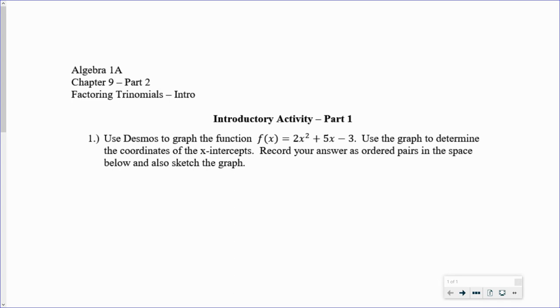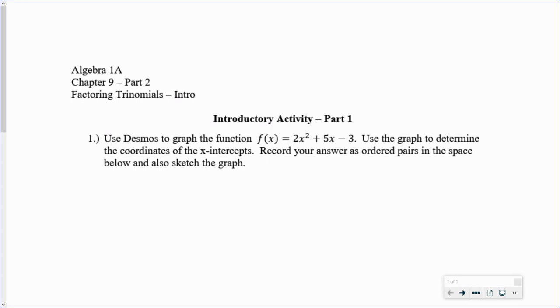So let's begin. Here's what we're going to do. We're going to use Desmos to graph the function f of x equals 2x squared plus 5x minus 3. And we're going to use the graph to determine the coordinates of the x-intercepts. We're going to record our answers as ordered pairs in the space below, and we're also going to sketch the graph that we see on Desmos.